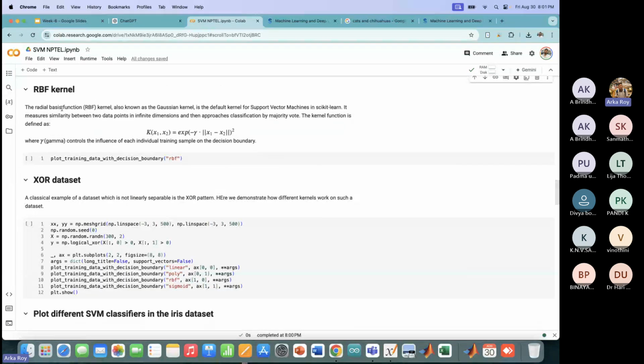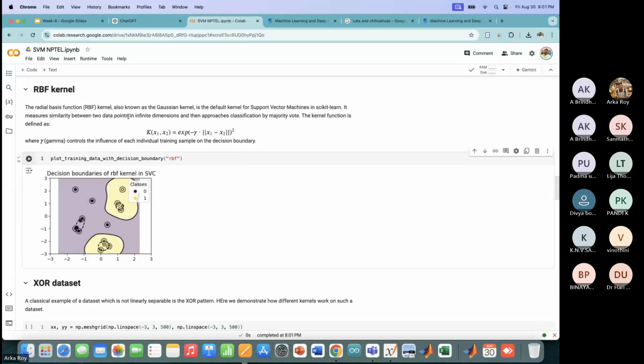Now let's say there is another case, that is radial basis function. Over here, the radial basis function is even more complex. It gives you distinct clusters. So you can see a major portion is allocated for class 0, whereas specific segments are grouped as class 1. So this is what radial basis function basically means.